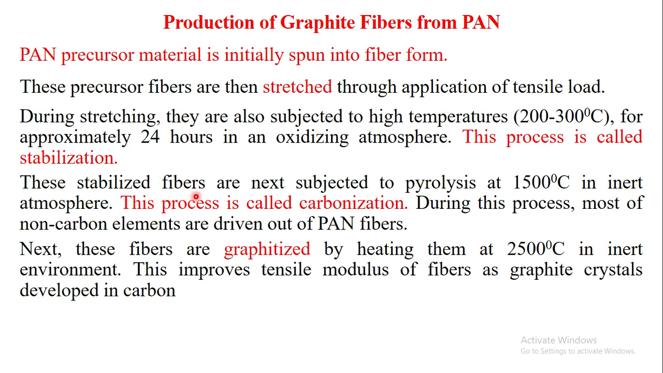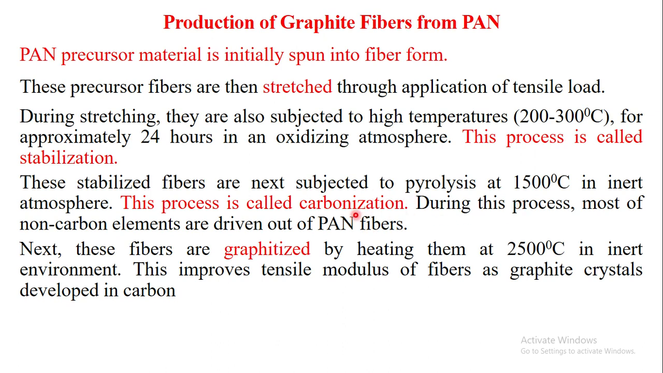These stabilized fibers are next subjected to pyrolysis, where we increase the temperature to about 1000 to 1500 in an inert atmosphere. This process is called carbonization, the removal of non-carbon elements. During this process, most of the non-carbon elements are driven out of the PAN fiber.